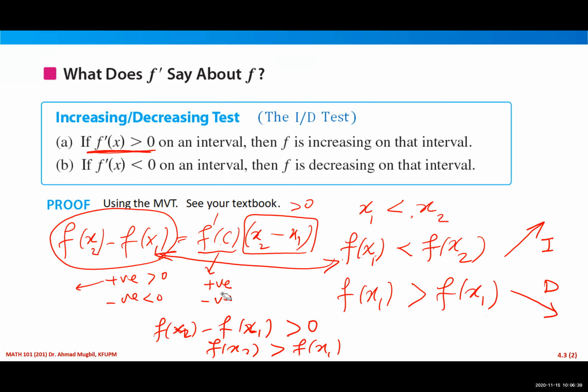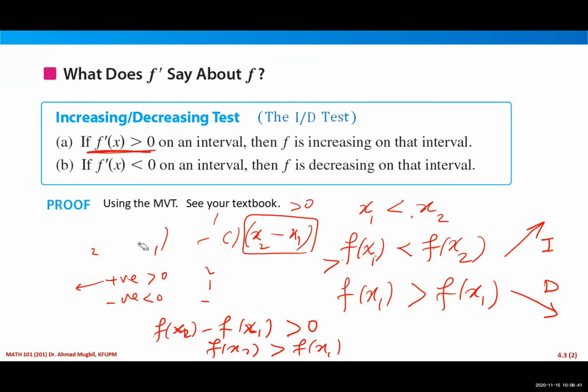If you are interested in the proof, Shabab, it is very easy. It is in your book, included in your book. I think it was better to include it here, but it's okay.